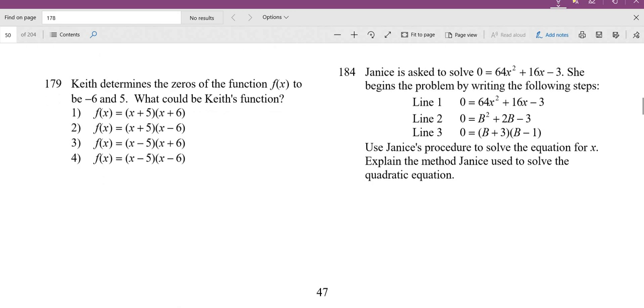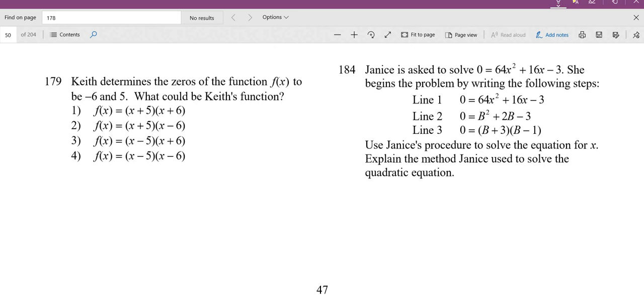178 is a little bit tricky, so we'll skip that. Okay, so read 179, see if you can figure it out yourself. So he determined that the zeros are negative 6 and 5.